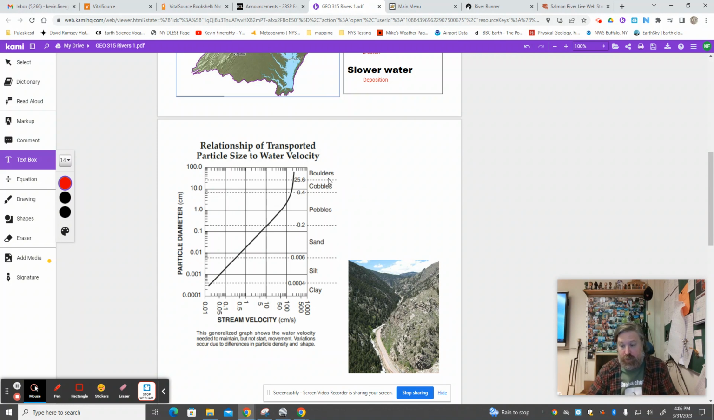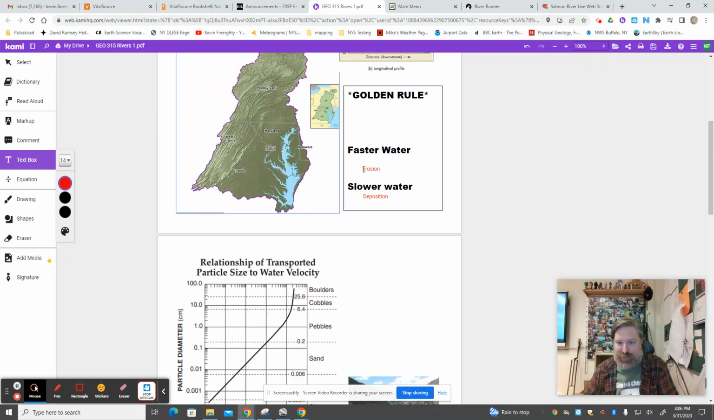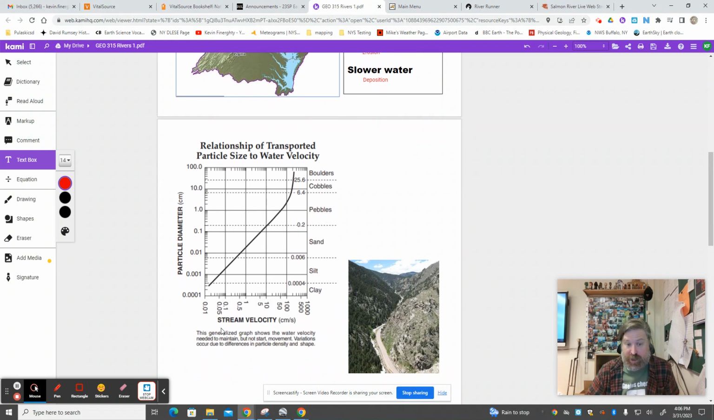If you've never seen it before, the way we categorize particles is by their size: boulders, cobbles, pebbles, sand, silt, clay. Those are official names. I'm not making those up. And water going this speed will carry those. So you can deduce this idea about our golden rule from this graph.